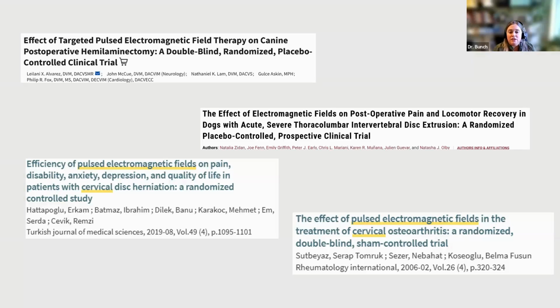modalities. And the other study looked at the effect of PEMF in the treatment of cervical osteoarthritis, and it was a randomized double-blind sham-controlled study. In this study, they saw that pain levels in the PEMF group decreased significantly after therapy versus no change in the placebo group. They also saw that range of motion of the neck improved in the PEMF group with no change in the sham group. So using this adjunctively with other therapies could be beneficial for cervical osteoarthritis. So we've got evidence on the human side to support this.